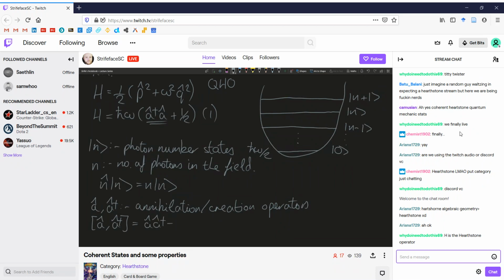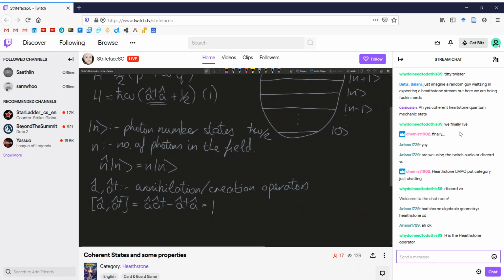Now, we want to see how these operators act on the number states. So we're going to have A acting on it. If we have a photon in the nth state and we apply A, it essentially annihilates a photon in the field, so it lowers the state by 1. So we end up with n minus 1. And you can show this after, but it also pulls out a factor of root n. And that's what you need to remember.